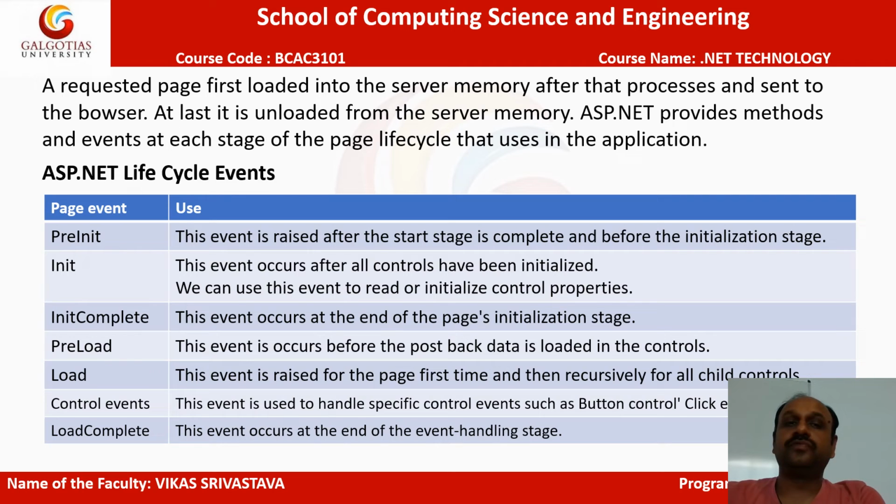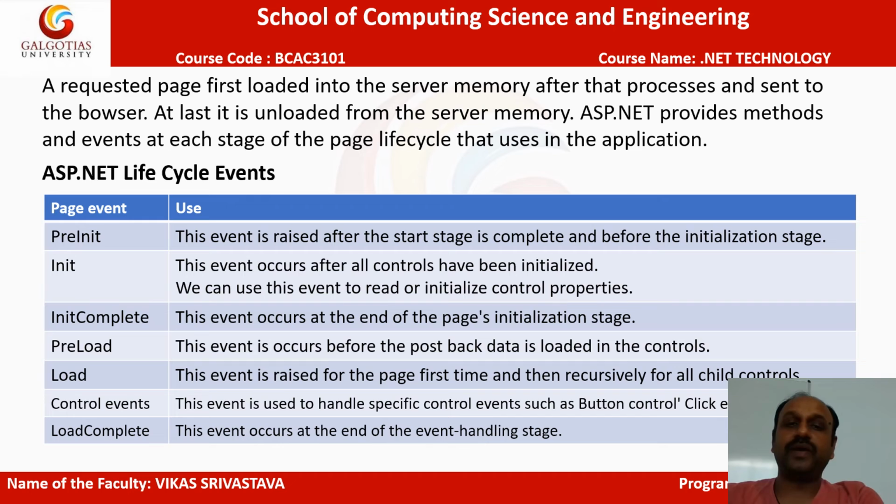So when a request for a page is made, it is loaded in the server in memory, processed, and sent to the browser. Then afterwards a lot of events take place while visiting your web page. Here is a list of the ASP.NET life cycle events that you can understand.